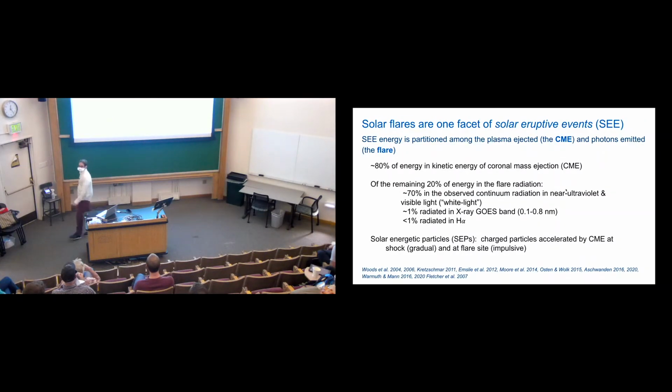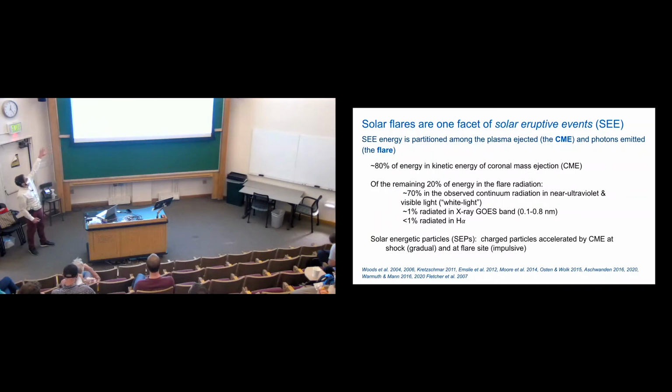Let's take a step back further and put the flare in context. We think the flare is part of a bigger process called a solar eruptive event, which comprises this flare, the burst of light, electromagnetic radiation, and the burst of plasma, magnetic field, and accelerated particles away from the sun, what we call the coronal mass ejection.